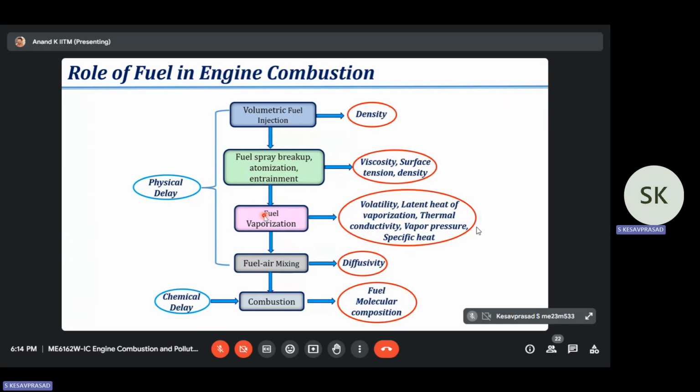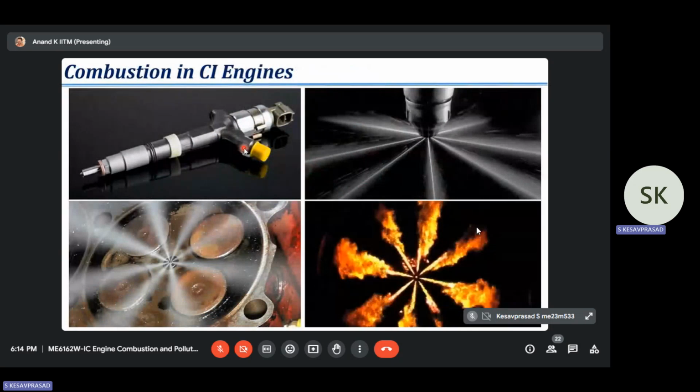So this is diesel engine combustion, first stage of combustion. These are the processes and these are the fuel characteristics that affect each of these processes. We use an injector, as you are familiar with this. We install this injector in the cylinder head and then spray the fuel.